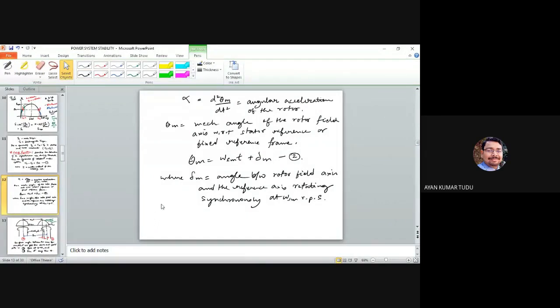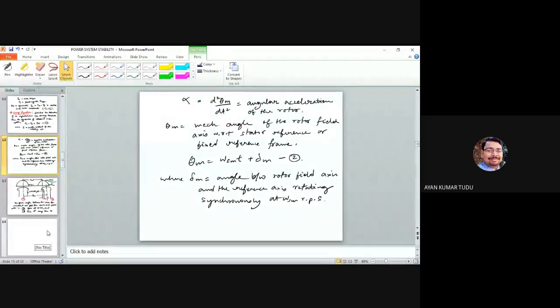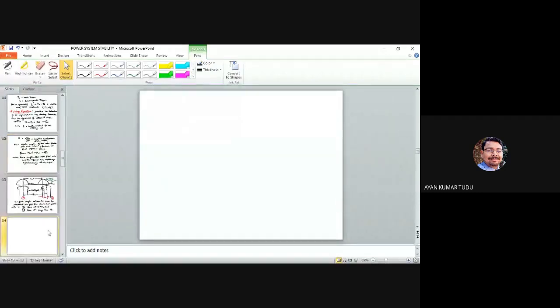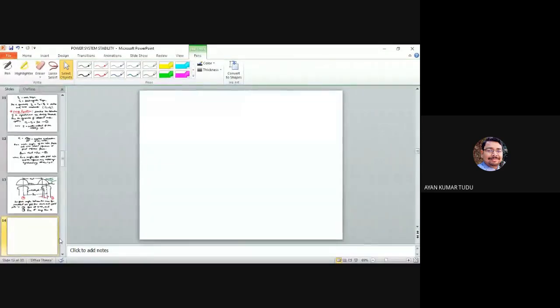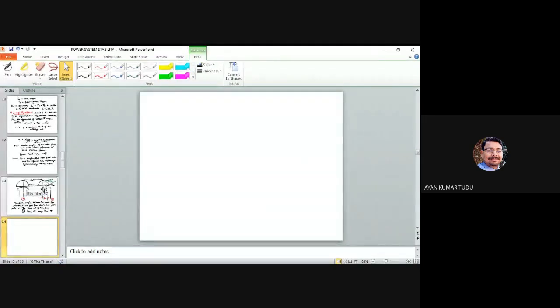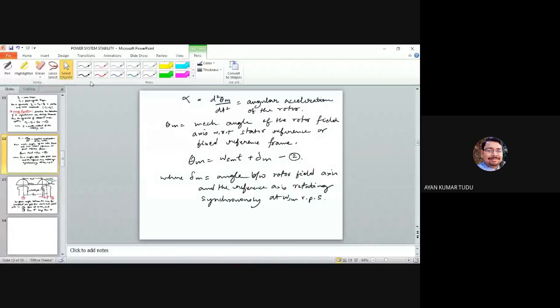Okay, now let us talk about equation 2. What we can do is write equation 2 in terms of electrical radians. Why can we write equation number 2 in terms of electrical radians?